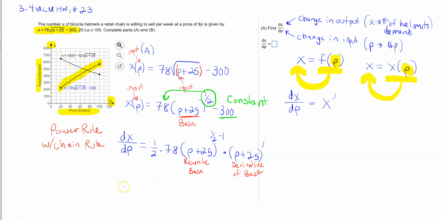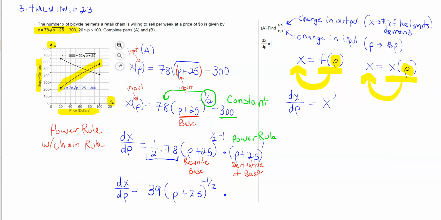Okay, so what do we get here? I get the change in x with respect to p. I'm going to do 1/2 times 78, that's 39. I rewrite my base exactly like I see it. When I decrease my fractional exponent by 1, that brings me to negative 1/2. And then when I take the derivative of the base there, again, I'm just going to be doing my power rule.